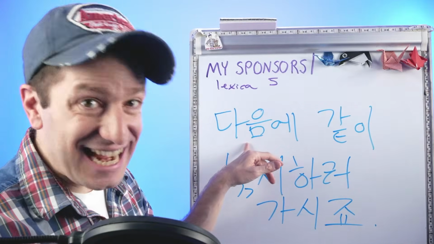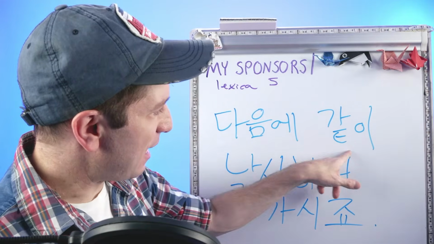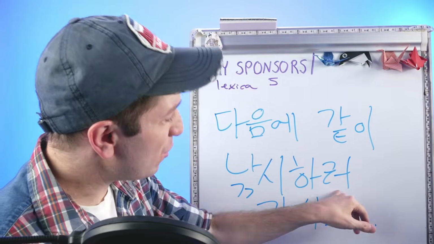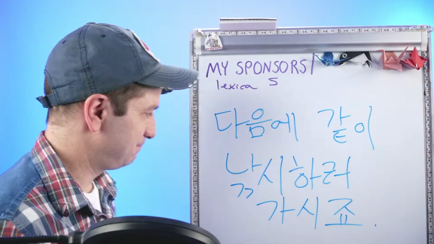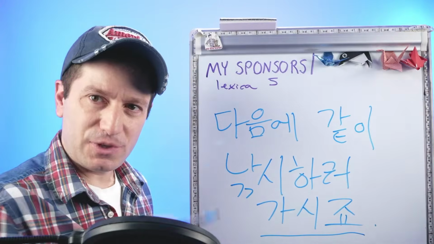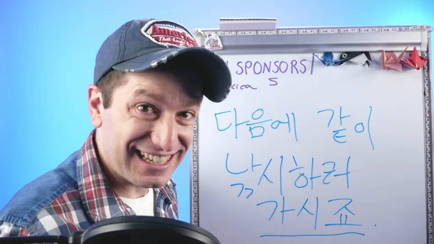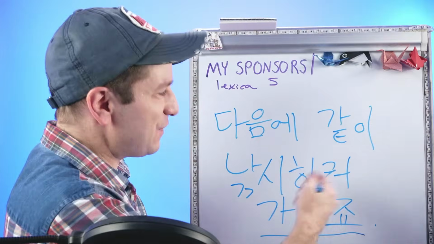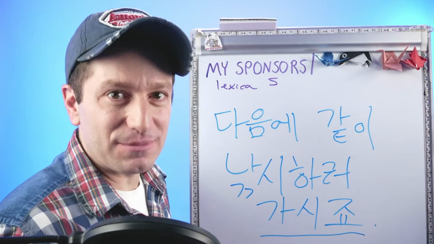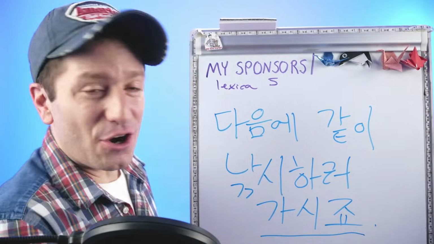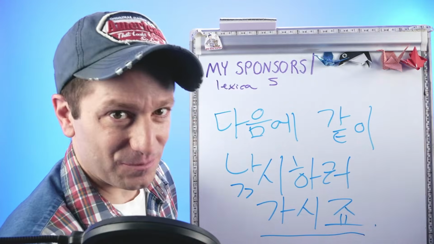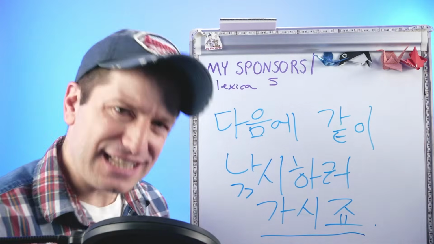다음에, 다음 meaning next time here. 다음에, so next time, 같이, together. 낚시하다 is to fish. 낚시하러 가다, to go fishing. 낚시하러 가시죠. So next time, 가시죠. Go fishing together, okay? Is what you're saying. Go fishing together next time, okay? It's a polite, soft way of telling someone to do something, meaning, hey, let's go fishing together next time. 다음에 같이 낚시하러 가시죠. So, next time, let's go fishing together.